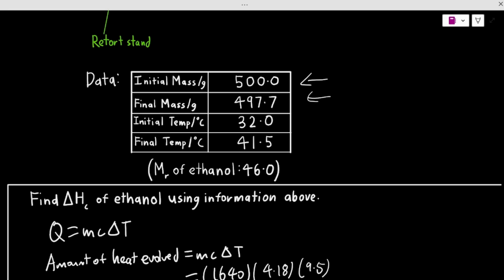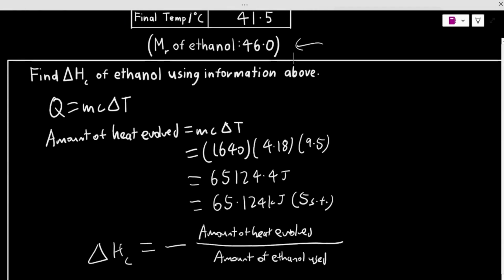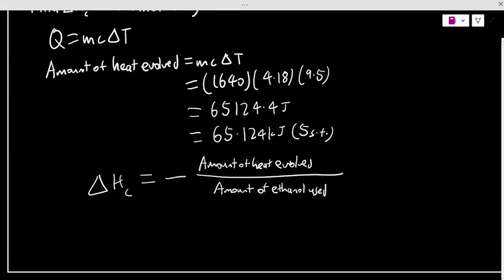If we take the difference of these two numbers, we can find the mass of ethanol used. Here, Mr is the same as molar mass in this case, so it's going to be 46.0. This is just going to be mass over molar mass, which is 2.3 divided by 46.0. This is going to give us 0.05 moles.